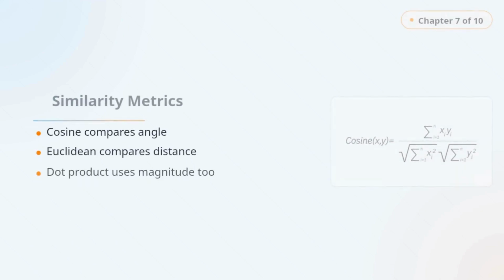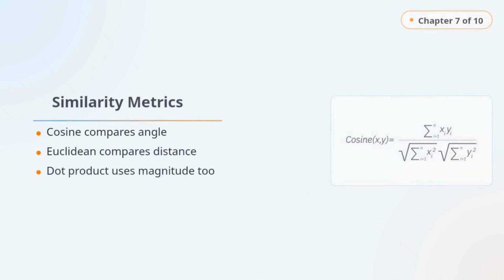Once items are represented as vectors, the system needs a mathematical way to compare them. Cosine similarity checks the angle between vectors, so a higher score means greater similarity. Euclidean distance measures straight line distance, so smaller distance means more similarity. Dot product also considers vector magnitude, which can matter when item strength or popularity differs.